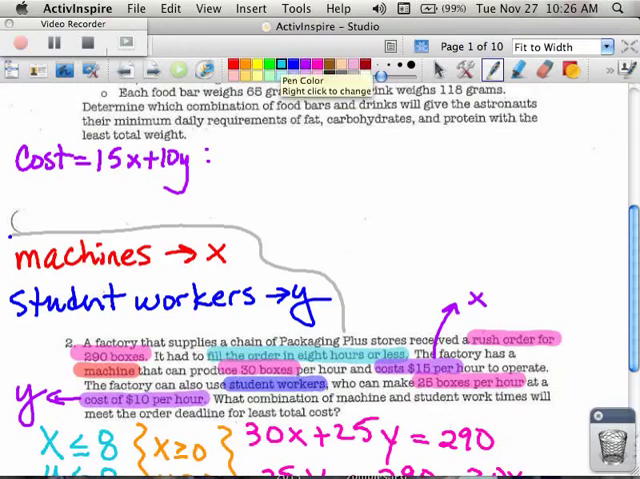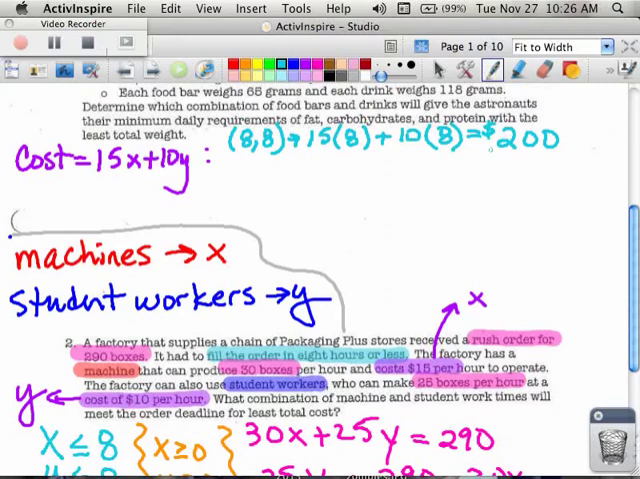Let's look at what happens when we plug in the first coordinate, the very first one that we found, which was 8, 8. So if I look at the point 8, 8, I'm going to have 15 times the x value, which is 8, plus 10 times the y value, which is also 8. So 15 times 8 is 120, and 120 plus 80 is 200. What this is saying is, in order to produce things that way, it would cost me $200.